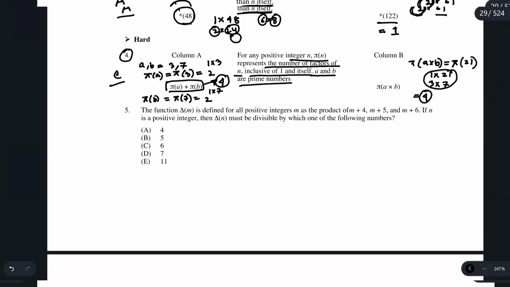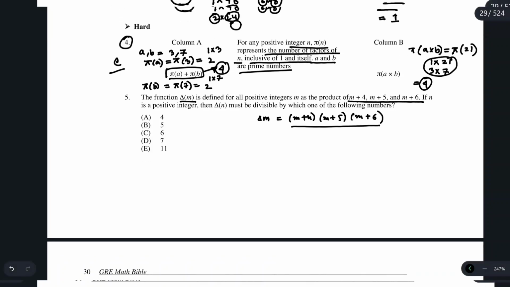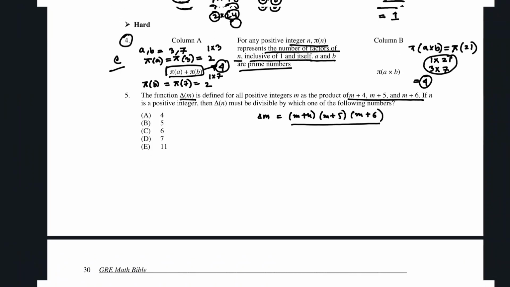Now let's move on to question 5. Here we are given that delta of m is the product of m plus 4, m plus 5, and m plus 6. These are 3 consecutive numbers, and for any 3 consecutive numbers, we will find at least one number that is divisible by 2 and at least one number that is divisible by 3.